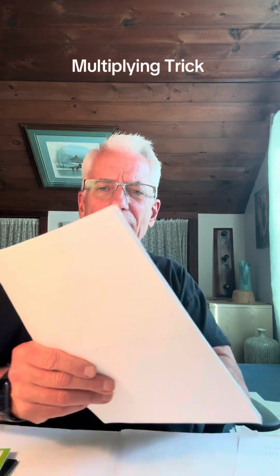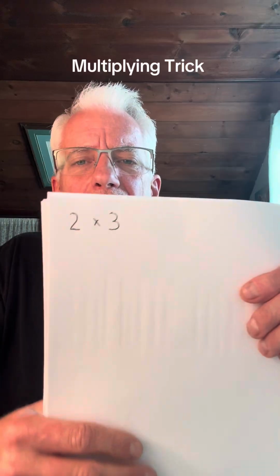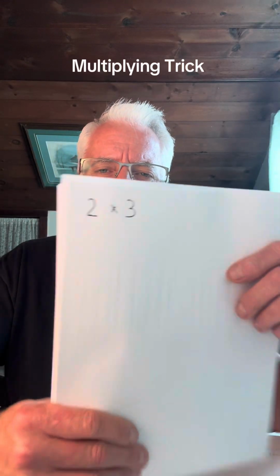So anyways, let's get started here. I'm going to start with something easy, hopefully that you know. What is 2 times 3? And if you don't know, I will show you that it's 6. 2 times 3 equals 6.